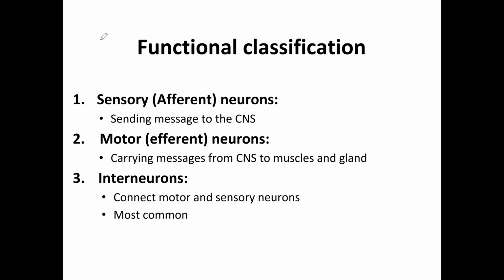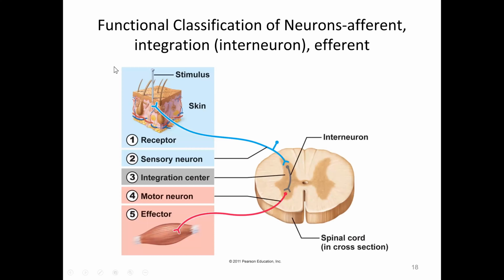So here's our functional classification. Remember what they do. Sensory neurons send messages to the central nervous system. Motor neurons carry messages from the central nervous system to muscles and glands. And interneurons connect motor and sensory neurons, and they are the most common. So that's the functional classification. Over here, we're going to look at this functional classification and how the impulse travels, and the integration of these impulses.